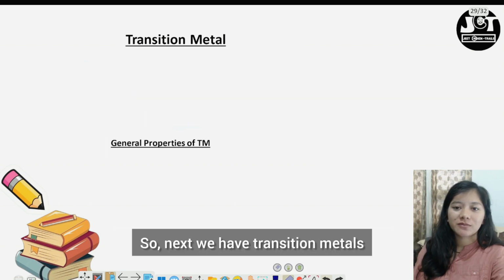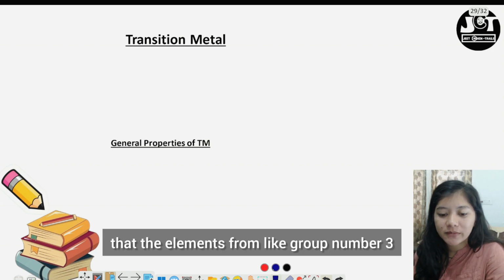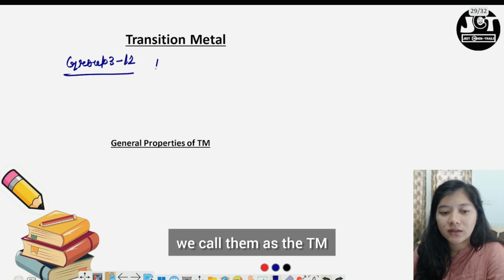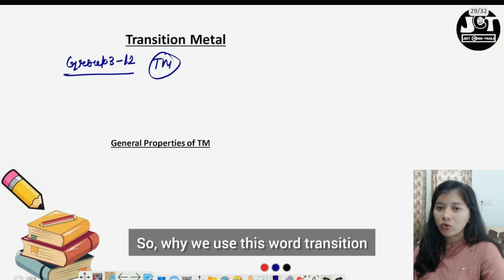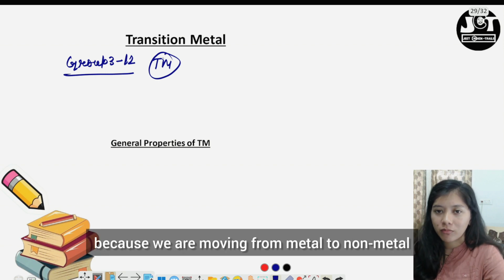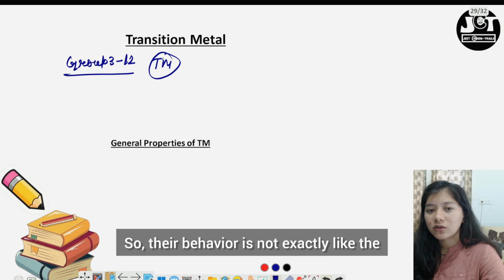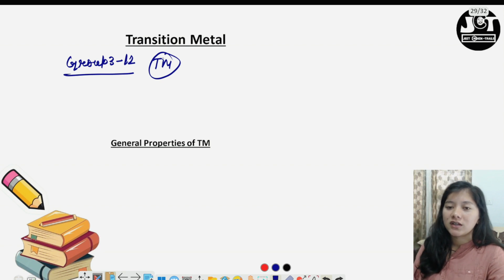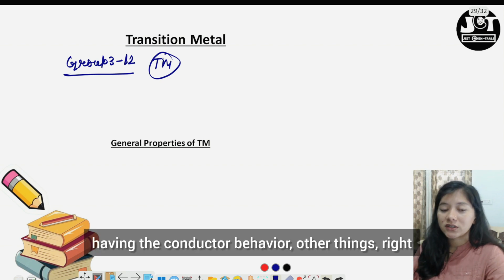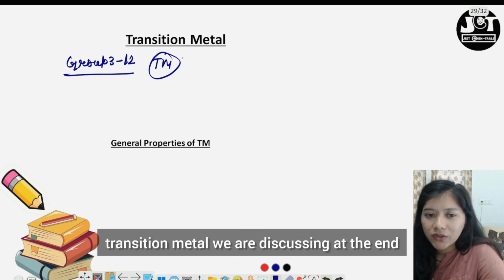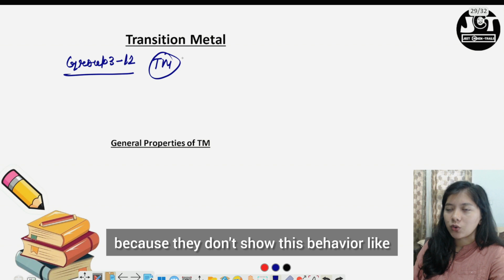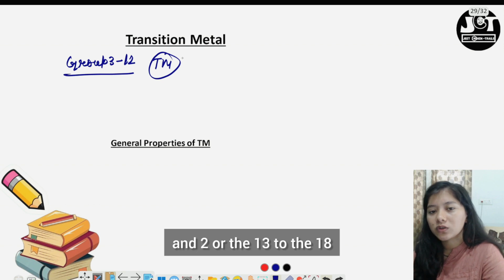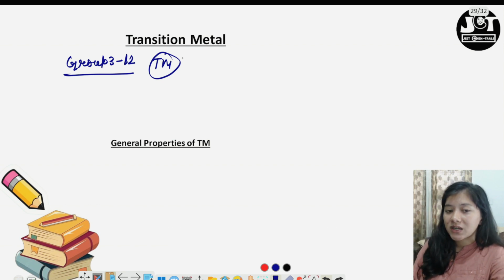So next we have transition metals. We already talked about the elements from group number 3 to group number 12; we call them the TM, the transition metals, right? Why do we use this word transition? Because we are moving from metal to non-metal. Their behavior is not exactly like groups 1 and 2, kind of different, but they are metals, meaning they have a tendency to lose electrons, having conductor behavior and other things, right? We discuss transition metals at the end because they don't show periodicity like the other groups, like 1 and 2 or 13 to 18. They are separated, but they are metallic in nature, right?